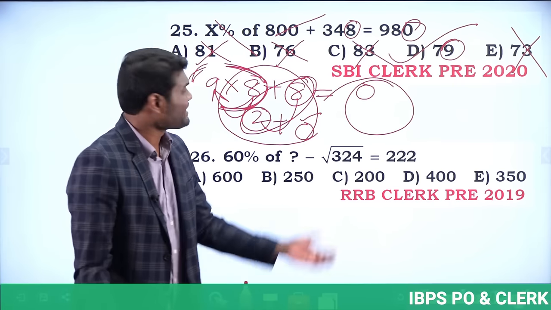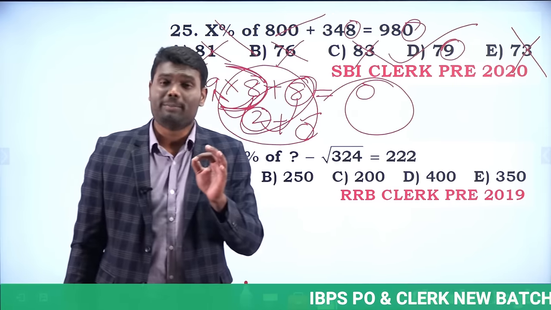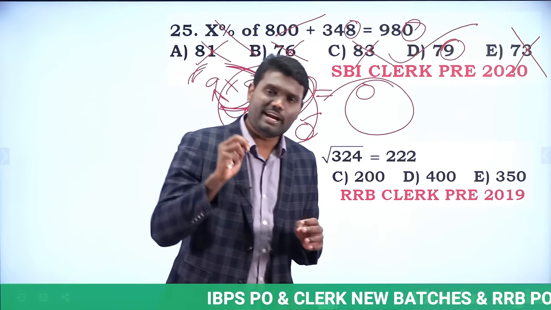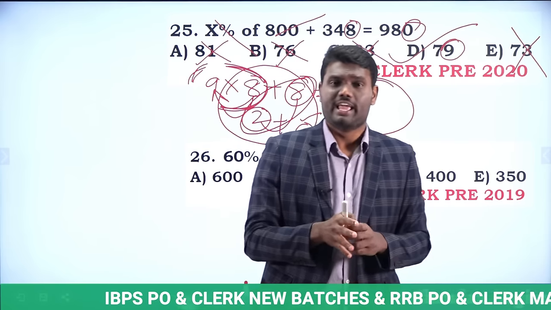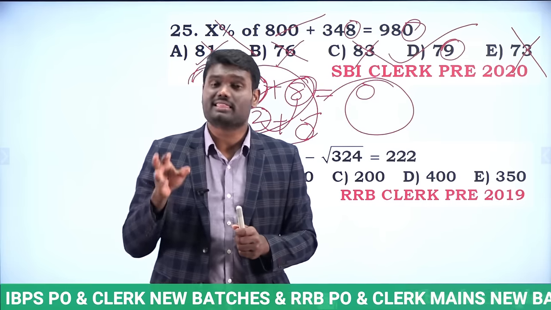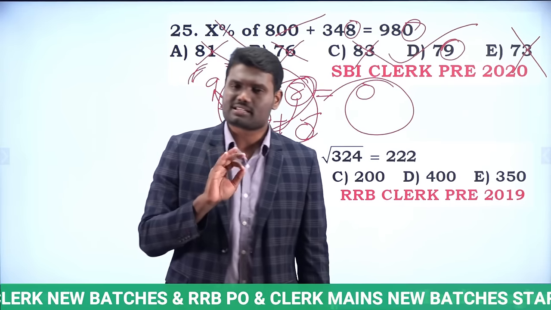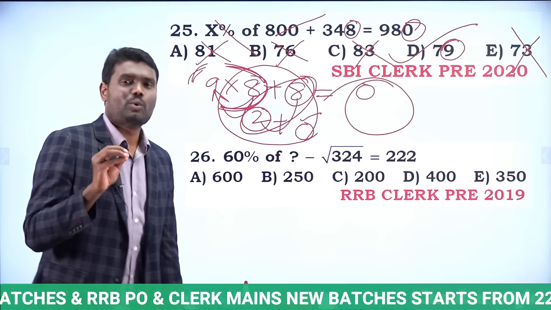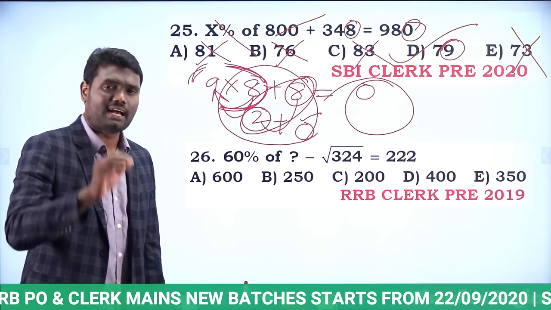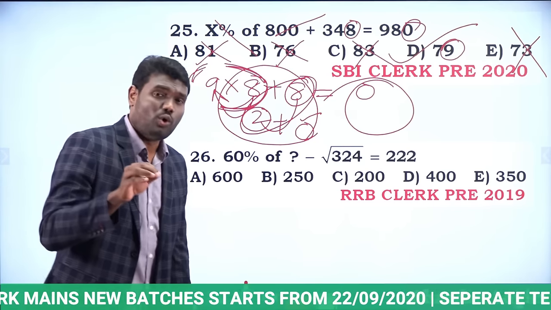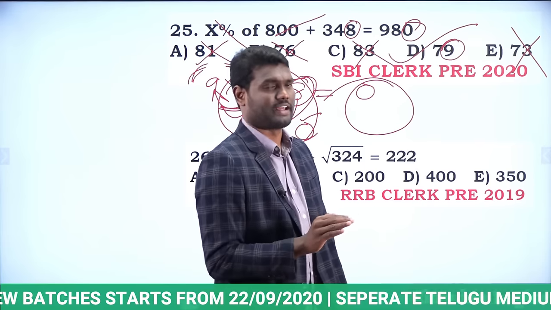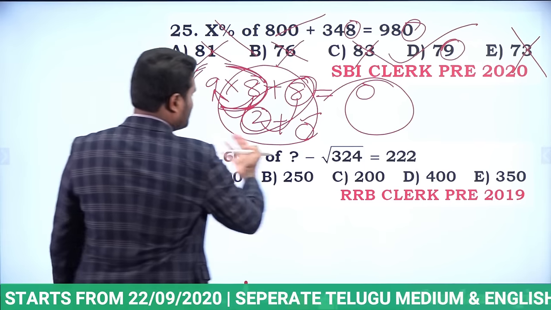That's it. Never try to go with complicated calculation. Always try to do things as simple as that. If you don't have any other way, then you need to do the calculation. Always don't try to do calculation. Try to avoid as much calculation as possible and try to be smart so that you can score maximum marks in a short span of time. Let's look at the next one.